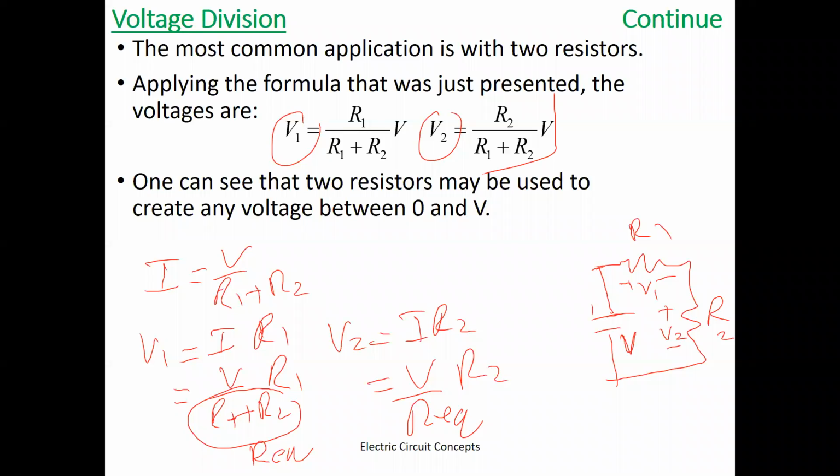So again, if we have two resistors in series and you want to find V2, we take the supply voltage divided by the total resistance, multiplied by the resistance that we are looking for the voltage across.